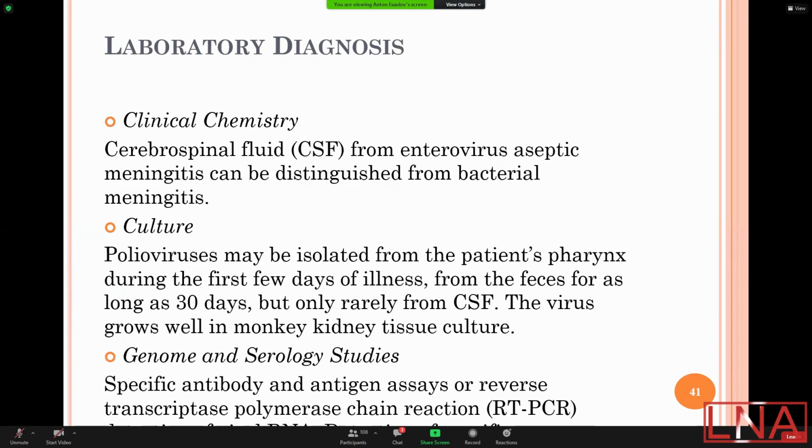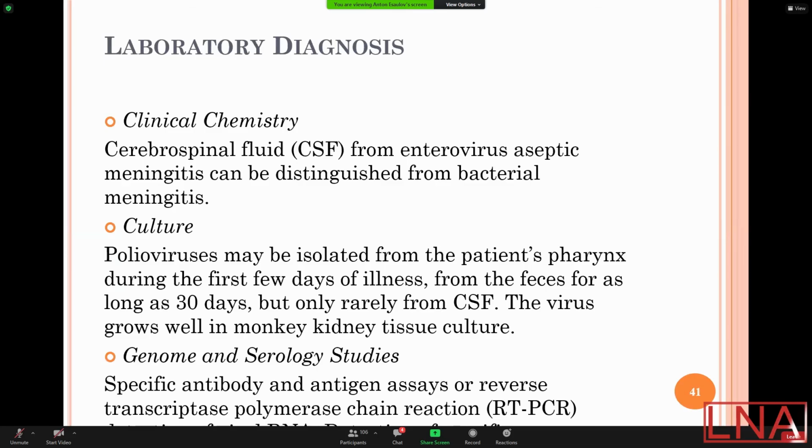Right now, I would like to tell you shortly about the lab diagnosis for all enteroviruses, not only for Coxsackie and echovirus, but also for poliovirus, it will fit. So we can do several things. For example, we can use clinical chemistry. We should take cerebrospinal fluid, where enteroviral aseptic meningitis can be distinguished from bacterial meningitis, specifically in this sample. Then we can cultivate viruses.